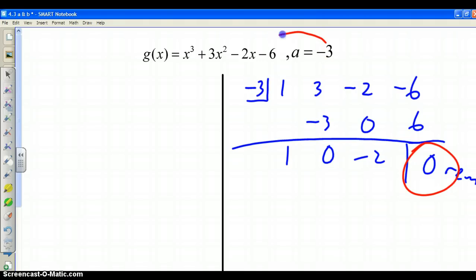If I plugged -3 into this function, guess what I would get? 0 as my answer. So that's the way synthetic substitution, that's the way the remainder theorem works. I've essentially plugged that in by doing synthetic division and only concentrating on the solution. So it's a way of using synthetic substitution to accomplish a different kind of task.